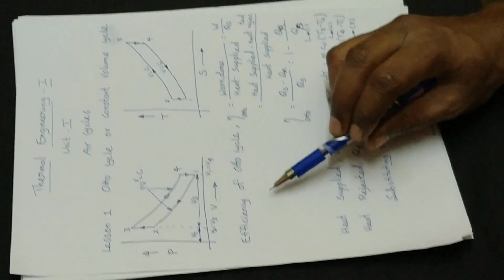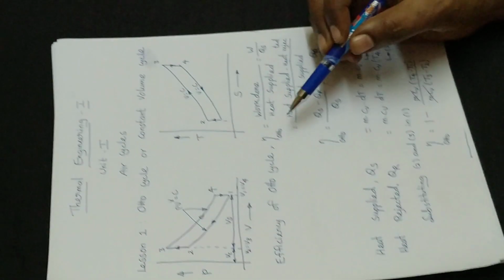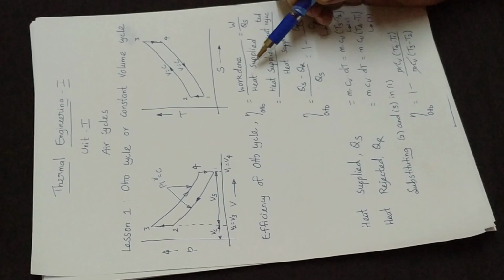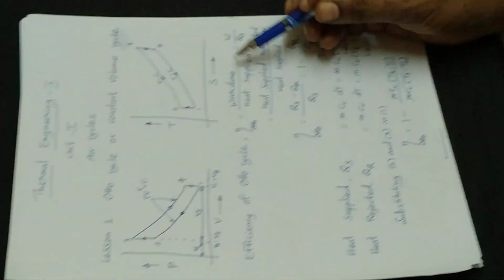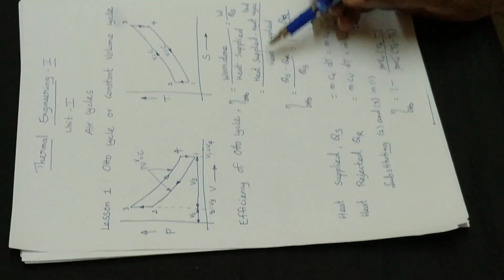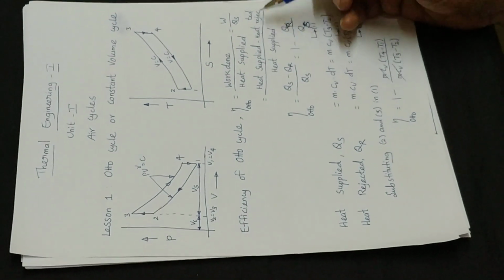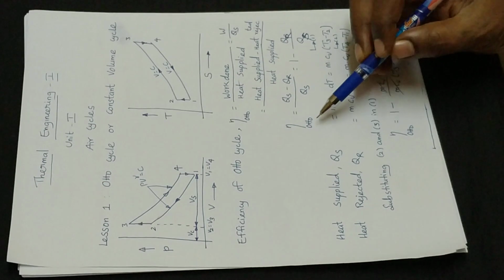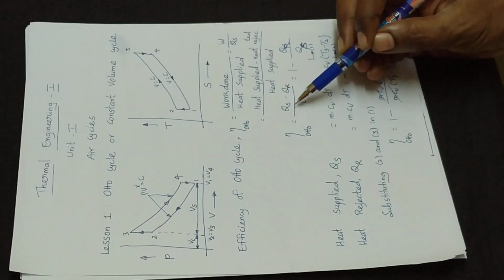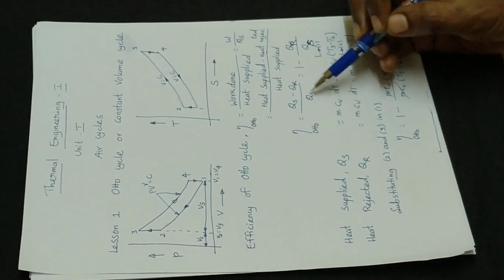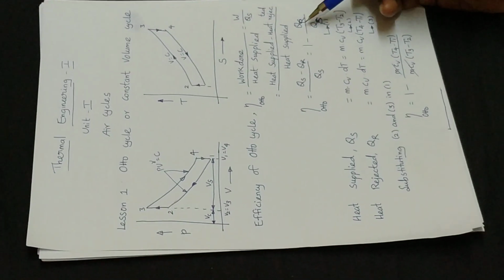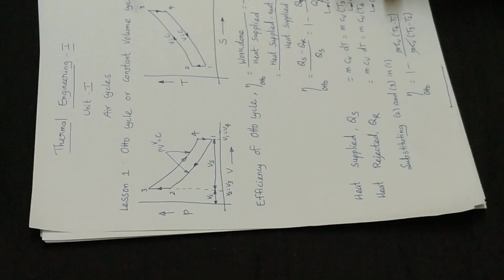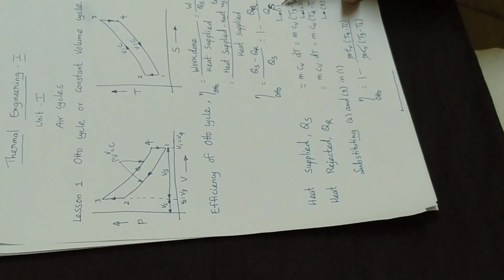Let us see how to find the efficiency of the Otto cycle. This is the ratio between work done and heat supplied. So this work done we can find by taking the difference between heat supplied and heat rejected. Therefore, efficiency of the Otto cycle is equal to heat supplied minus heat rejected divided by heat supplied, and finally it is equal to 1 minus heat rejected by heat supplied. Let us take this as equation 1.